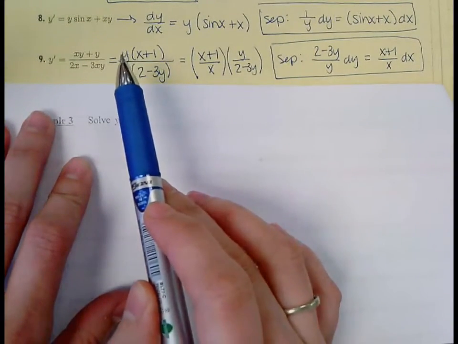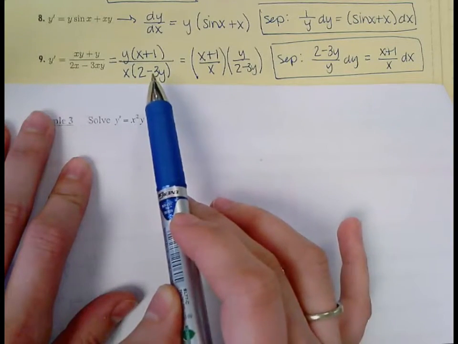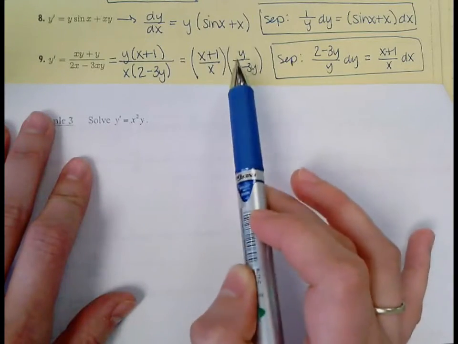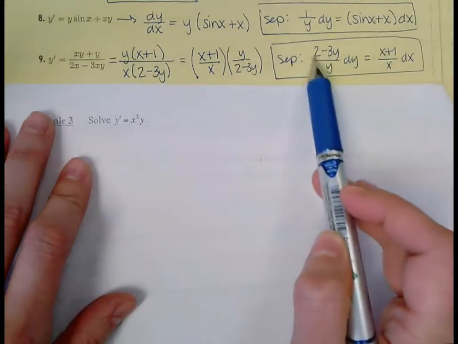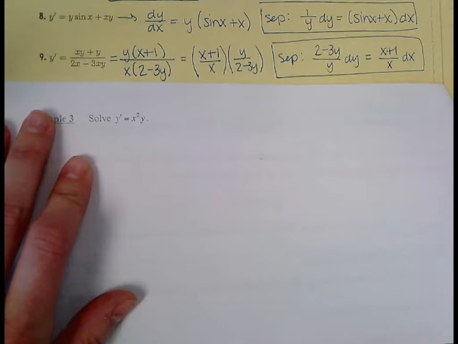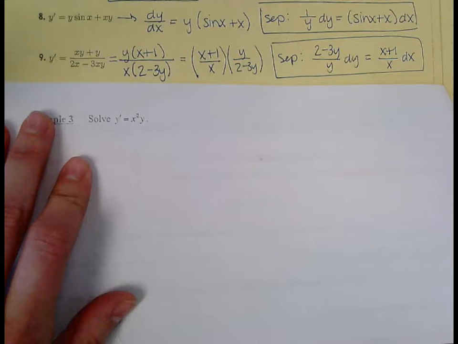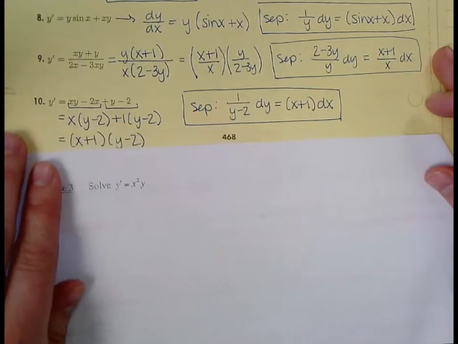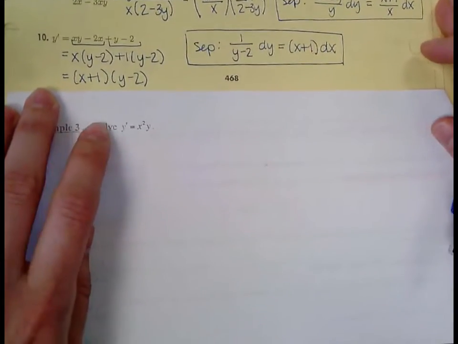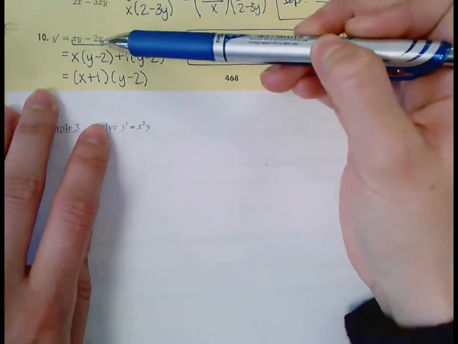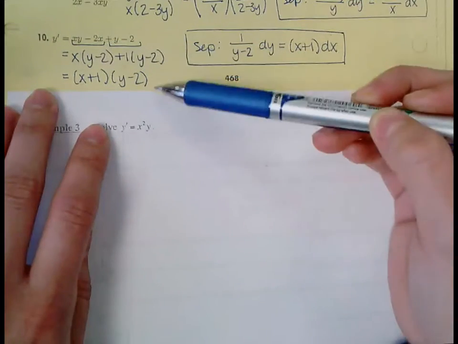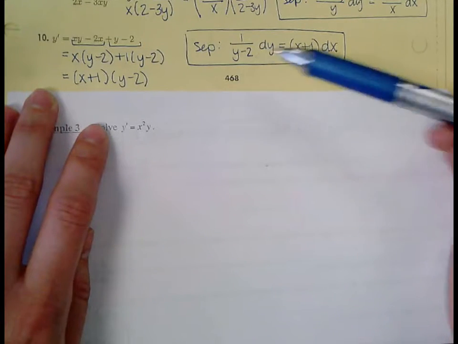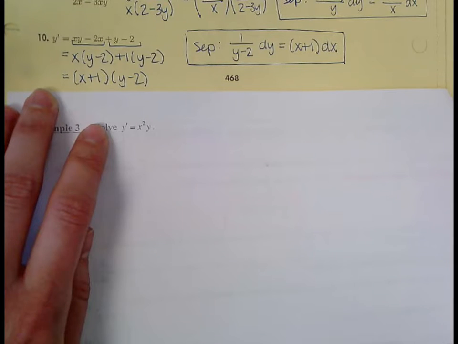So you can factor from the numerator out a y, from the denominator an x, and then rearrange your fractions into a product of an x fraction and a y fraction. So make sure, again, your separable form is correct. 2 minus 3y over y dy, x plus 1 over x dx. And the last one, you can factor by grouping. So group the first 2, group the last 2, and factor out the GCF to see that you can factor it to x plus 1 times y minus 2. So 1 over y minus 2 dy equals x plus 1 dx.